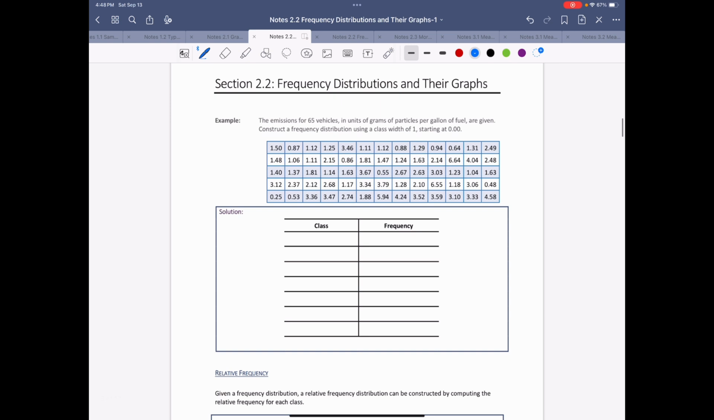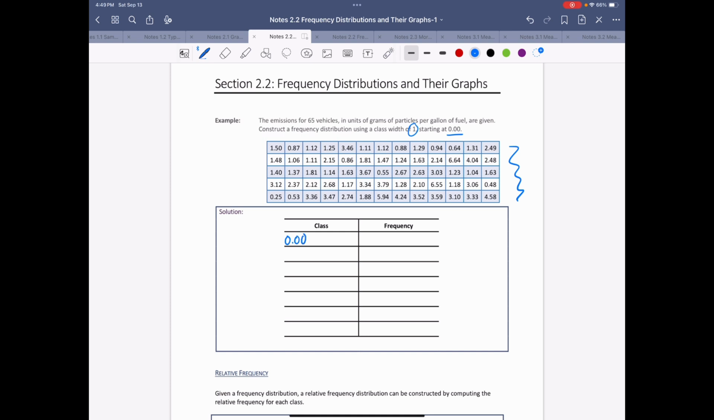Now, on this one, when you look at this data, and this has a lot of data, it's 65 pieces of data. It's emissions for 65 vehicles in units of grams of particles per gallon of fuel. And it says construct a frequency distribution using a class width of 1 starting at 0.00. Now notice that this data is 2 decimal places, hundredths. That's why the classes are going to look like that. So I'm starting at 0.00.